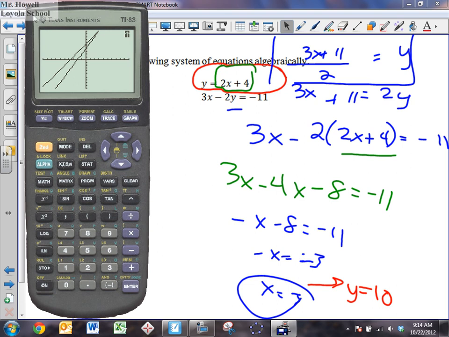Summer? Can you just use the arrows and follow it all the way? You could use the arrows, but it's going to go off the grid. Let's go to our window, please. Everybody press window.